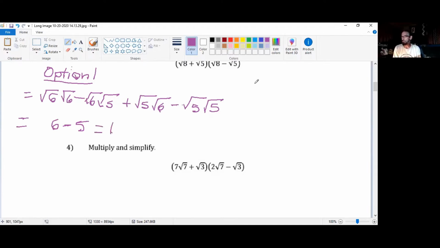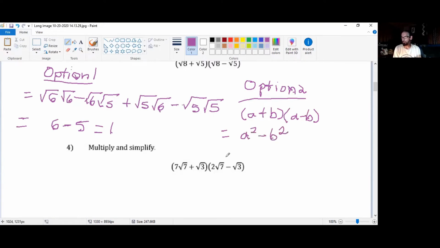The second option would be to recognize that we're dealing with conjugates of each other. When you're multiplying two binomials that look almost exactly the same, but one of them has addition and the other has subtraction, there's a formula called the difference of squares formula. Our a in this one is square root of 6, and b is square root of 5.